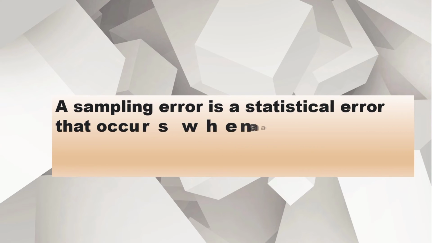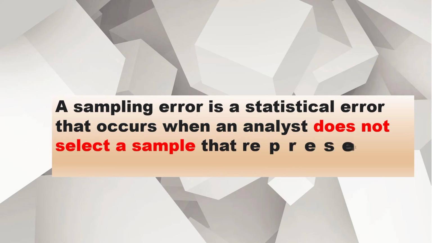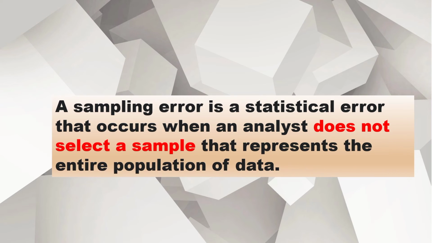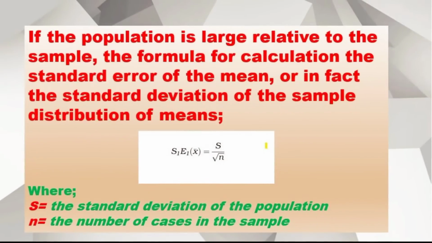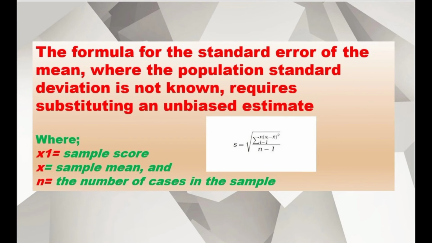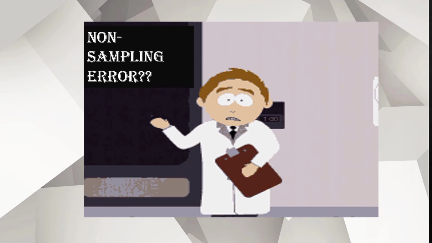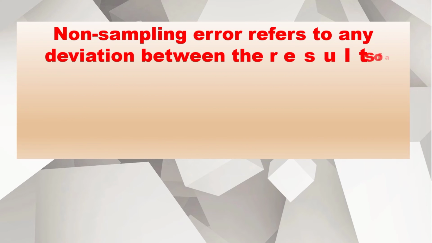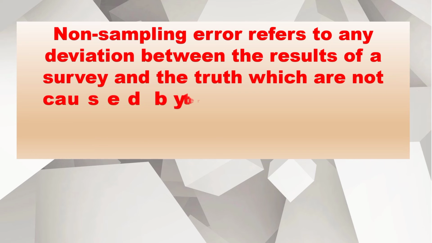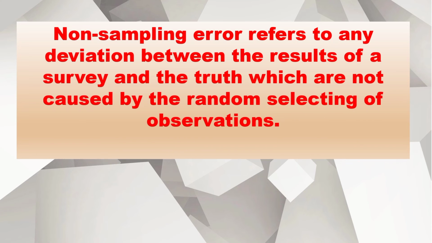What is sampling error? A sampling error is a statistical error that occurs when an analyst does not select a sample that represents the entire population of data. What about non-sampling error? What is it? Non-sampling error refers to any deviation between the results of a survey and the truth, which is not caused by the random selecting of observations.